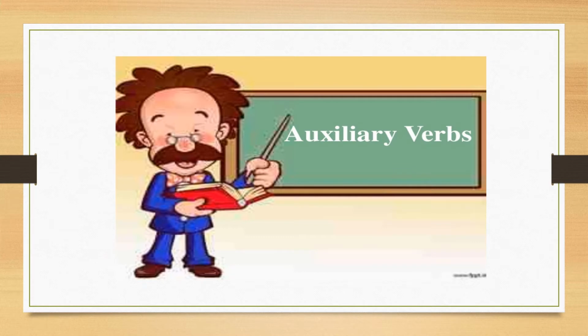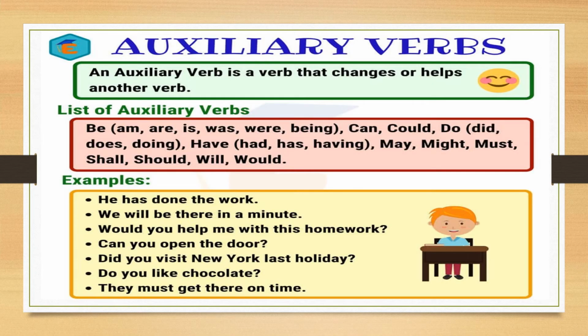Lesson number 9 is titled Auxiliary Verbs. Let us understand what are auxiliary verbs, what are their different types with examples and their usage. An auxiliary verb is a verb that changes or helps another verb. So its nature is helping nature.